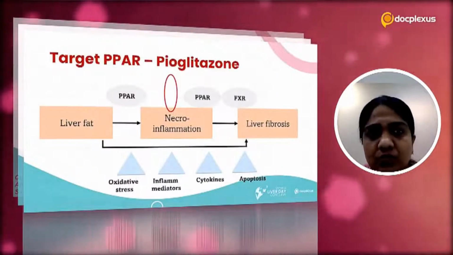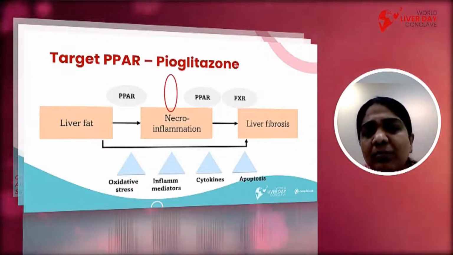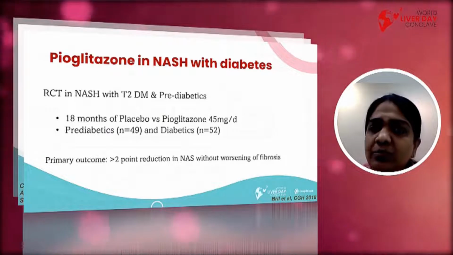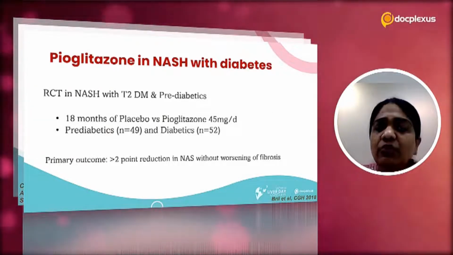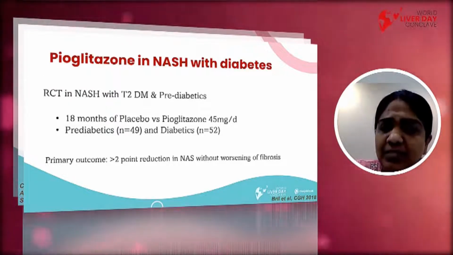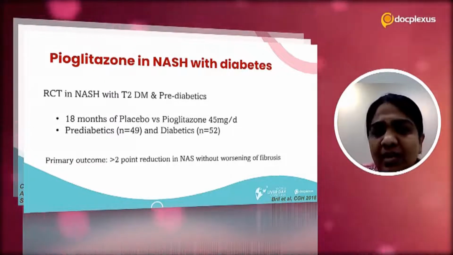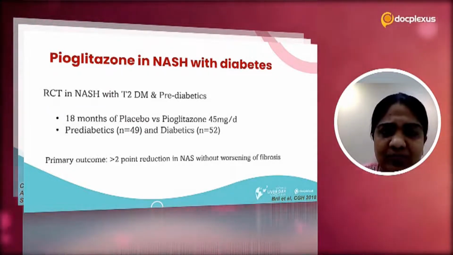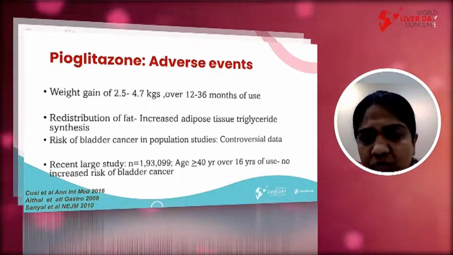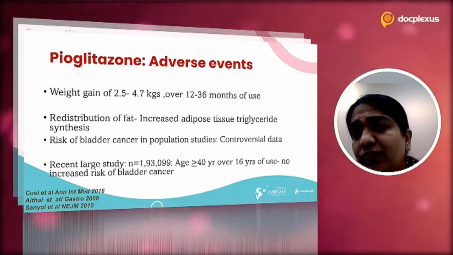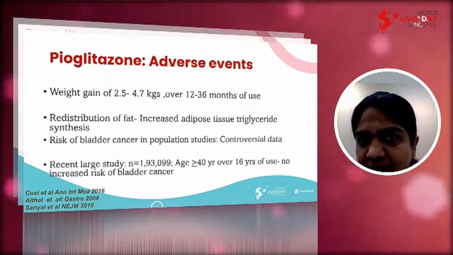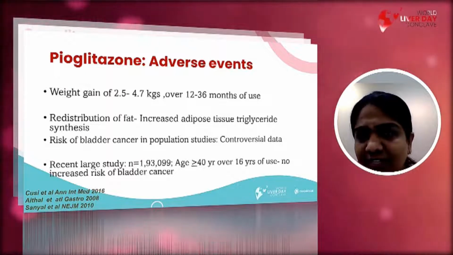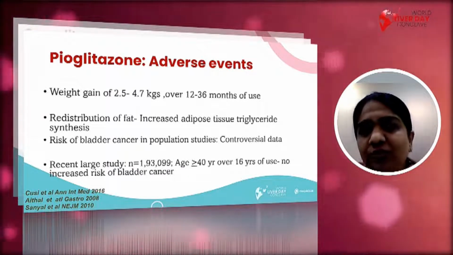So what is the target for pioglitazone? It is the PPAR. Here, it mainly acts on the necroinflammation. An RCT was done in NASH patients with type 2 diabetes and in the pre-diabetics. For a duration of 18 months, patients were subjected to either placebo or pioglitazone at a dose of 45 milligrams per day. The primary outcome was more than 2-point reduction in the NAS score without worsening of fibrosis. However, there were some side effects noted with pioglitazone, that is, a weight gain over a period of 1 to 2 years of approximately 2.5 to 4 kgs. There can be redistribution of fat, which leads to increased adipose tissue triglyceride synthesis. And there is a small controversial risk of bladder cancer.